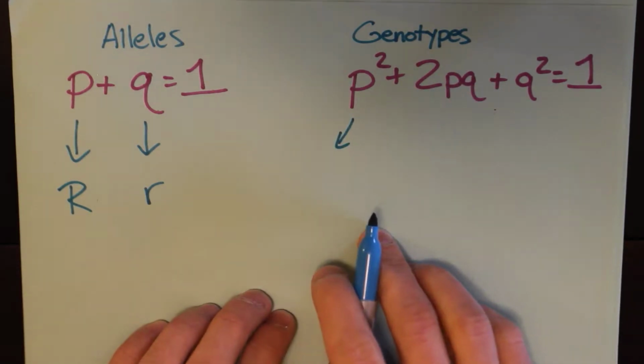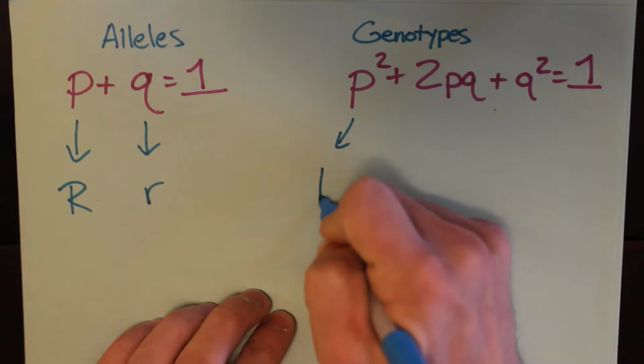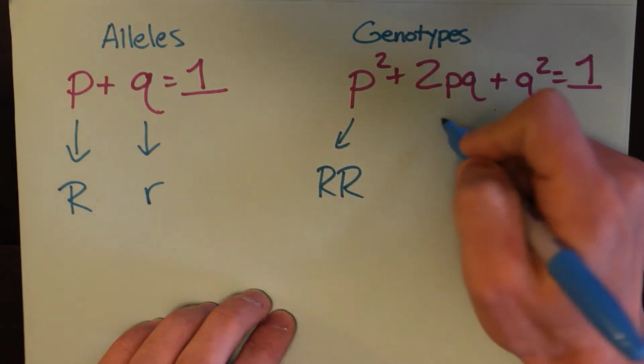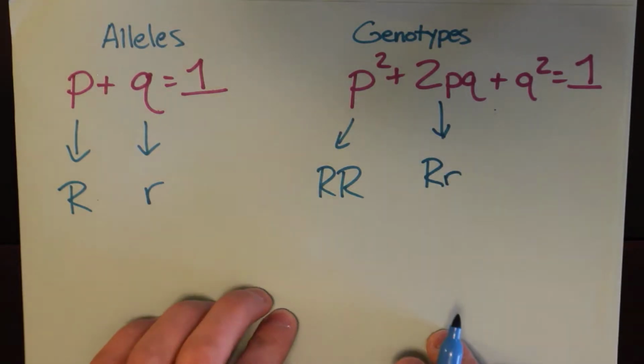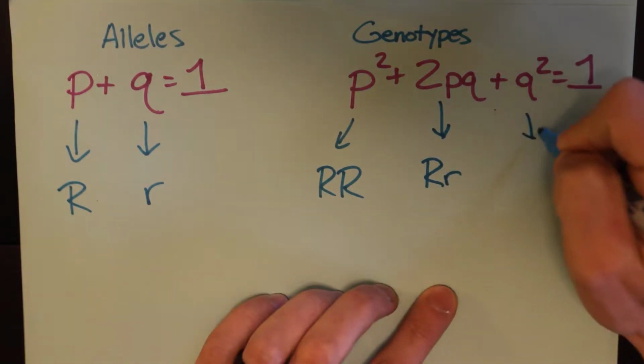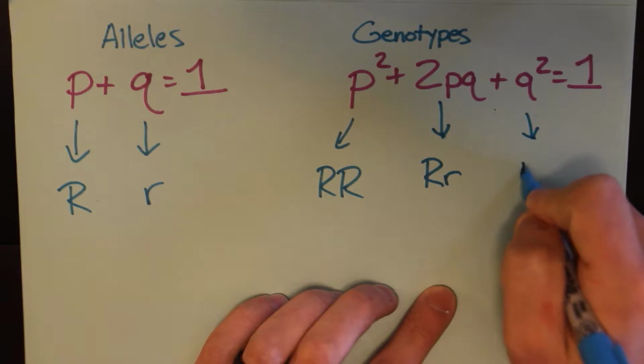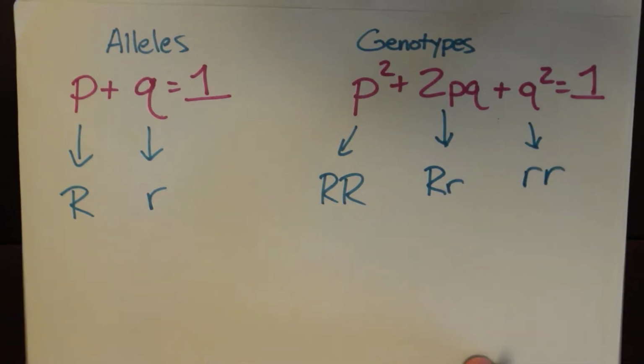p squared is our homozygous dominant, so in this case, if we're using R, it'd be big R, big R. 2pq is our heterozygous, which is big R, little r. And q squared is our homozygous recessive, which is little r, little r.